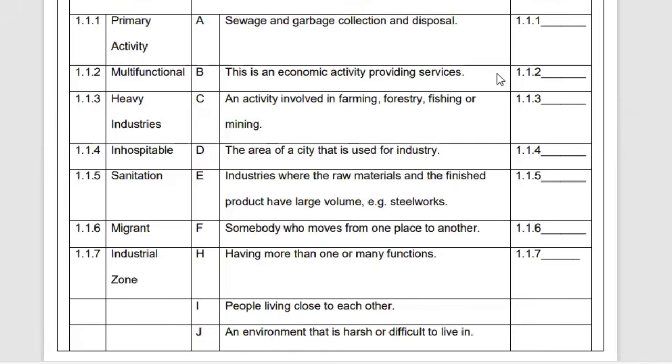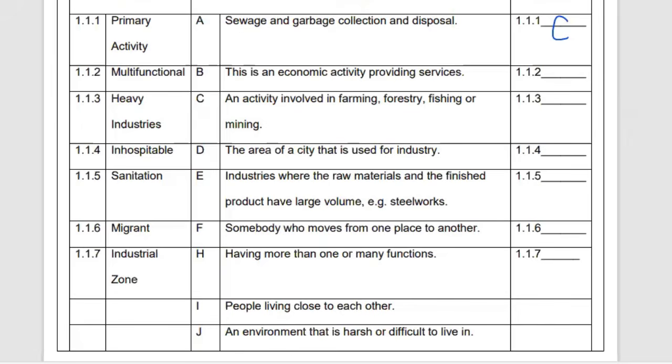What are primary activities? If we check our responses, primary activity matches with response C. What is response C saying? An activity involved in farming, forestry, fishing, or mining. Those are primary activities. We are looking at activities involving nature or the extraction of nature or raw materials. So farming, forestry, fishing, and mining are examples of primary activities.